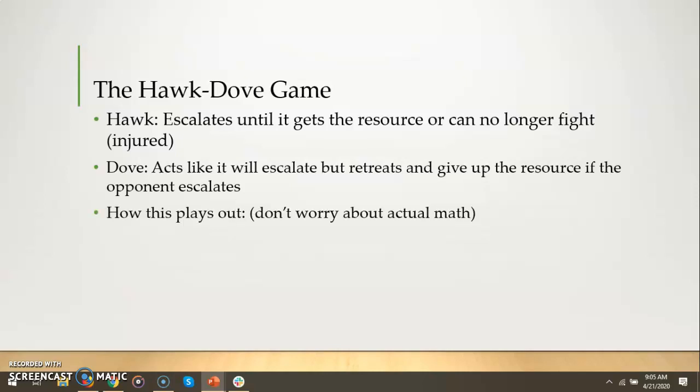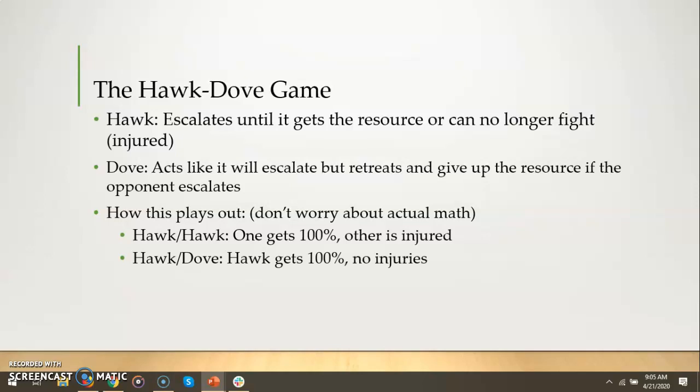Now, how this plays out depends on who is matching up with who. If you think about each of these roles, you could probably predict what each of these matches is going to wind up with. If you have a hawk-hawk fight, then they're going to fight until one retreats or can no longer fight. And so in this case, one is going to get 100% of the resource, the other is injured. The other is going to have a cost. Not only do they not get the benefit, but they get a cost.